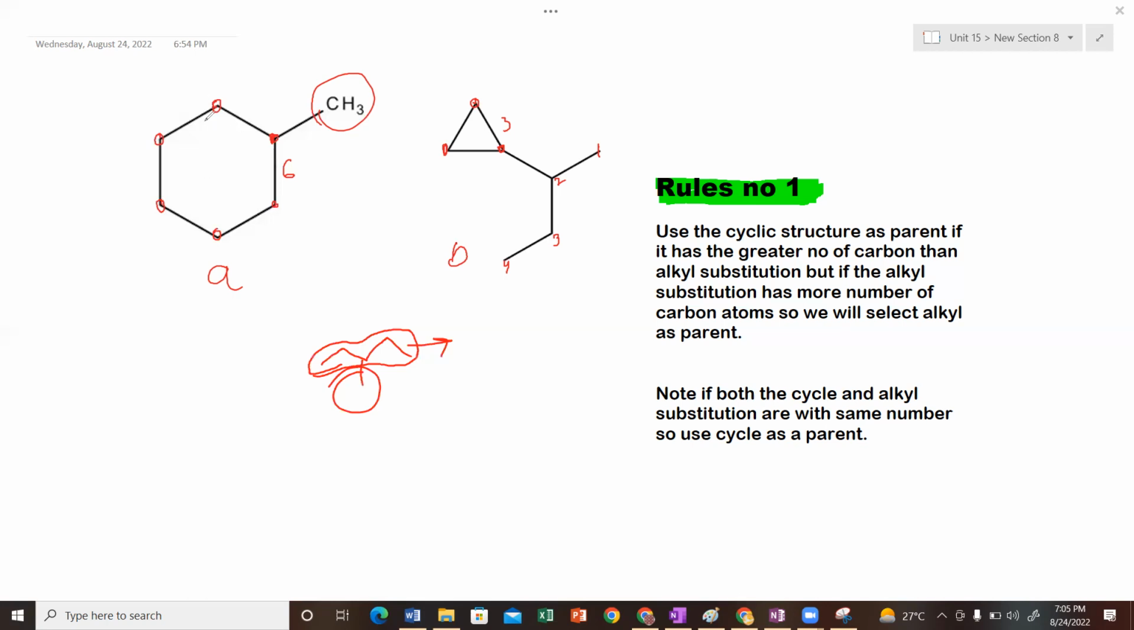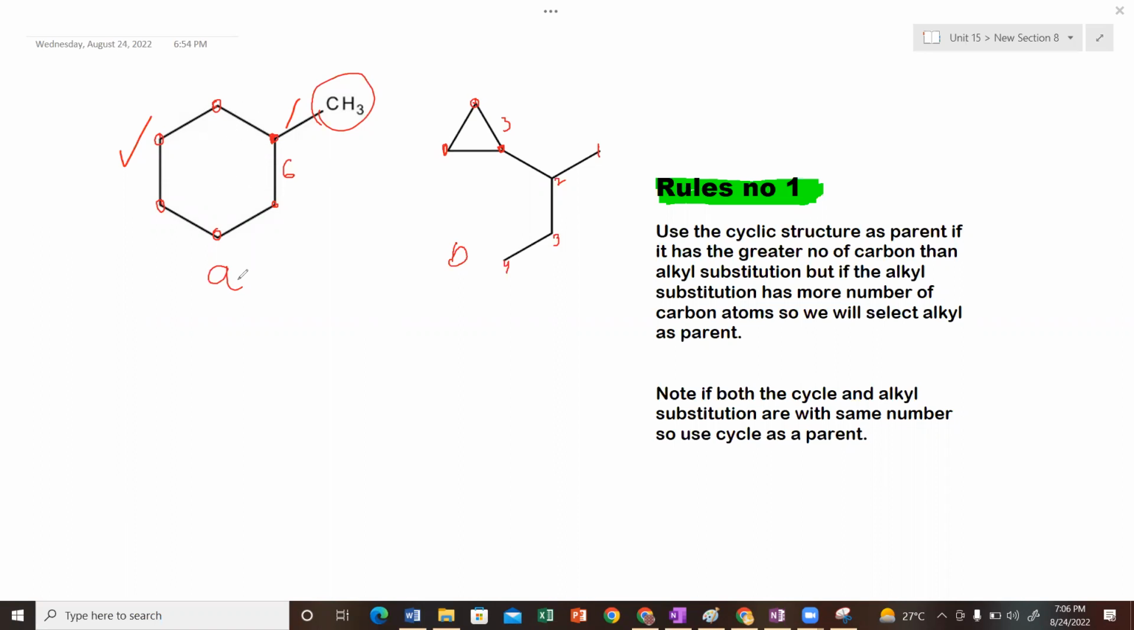So now what should I select here? This one as a parent or this one as a parent, the cycle as a branch or CH3 as a branch? To avoid that confusion, we have a rule over here that we have to check for the number of carbon. If the number of carbon of the substitution are more, then it would be parent. If the number of carbon of cycle are more, then it would be parent.